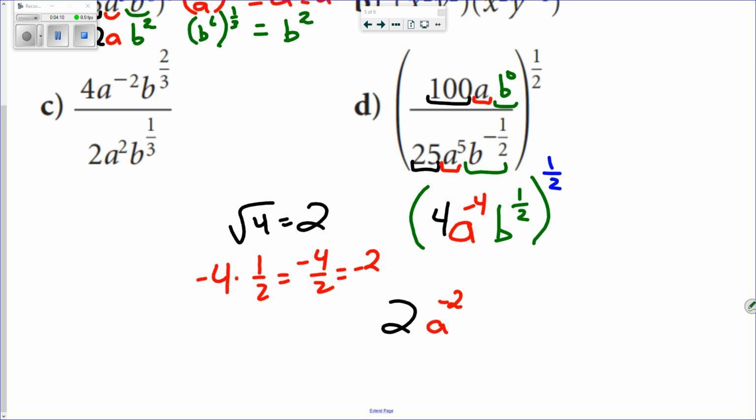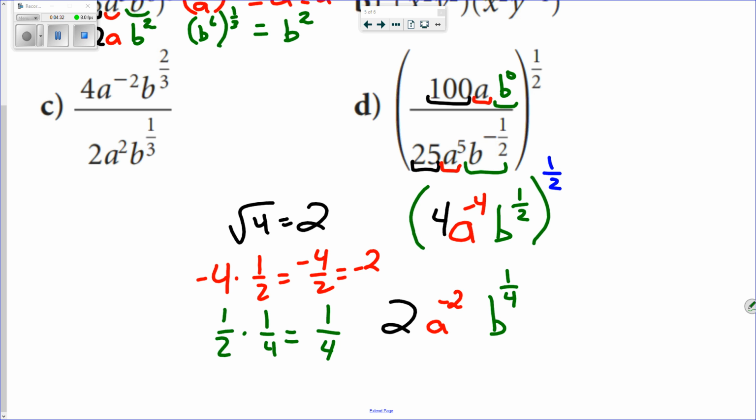And then we look at B. We have 1/2 to the 1/2. So we have 1/2 times 1/2 is 1/4. So we write that right there. So theoretically, we are done.